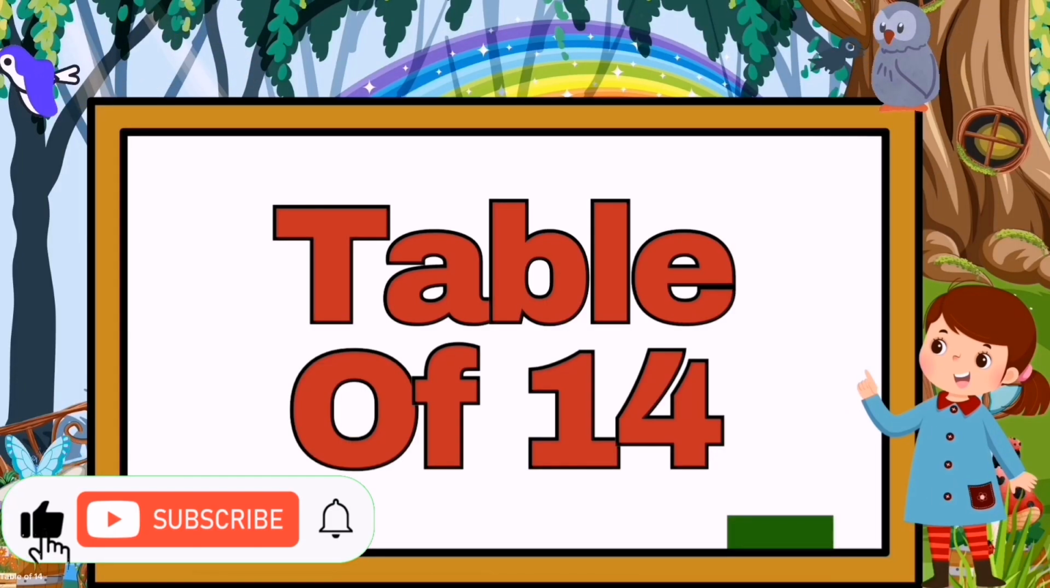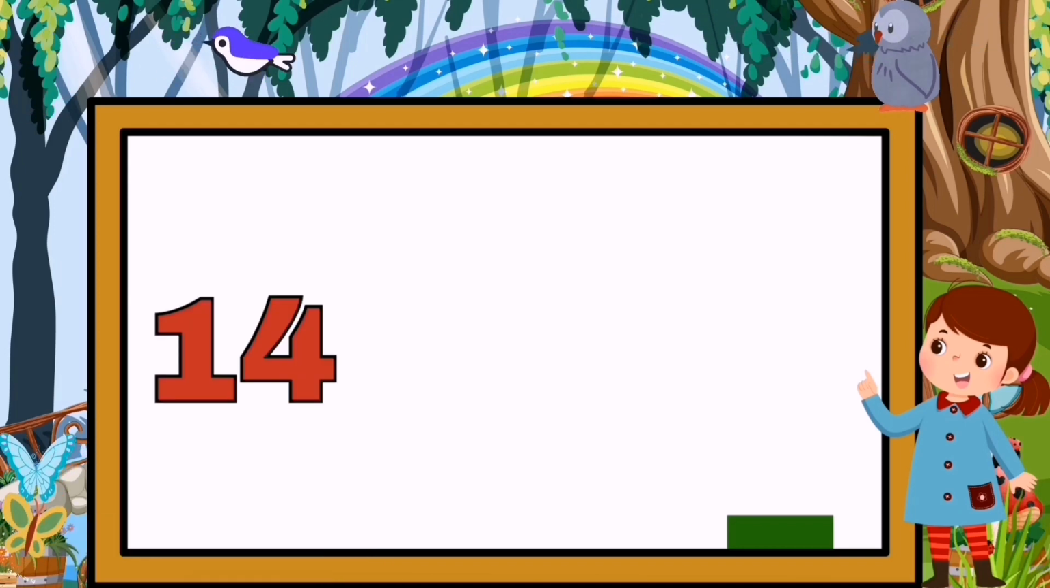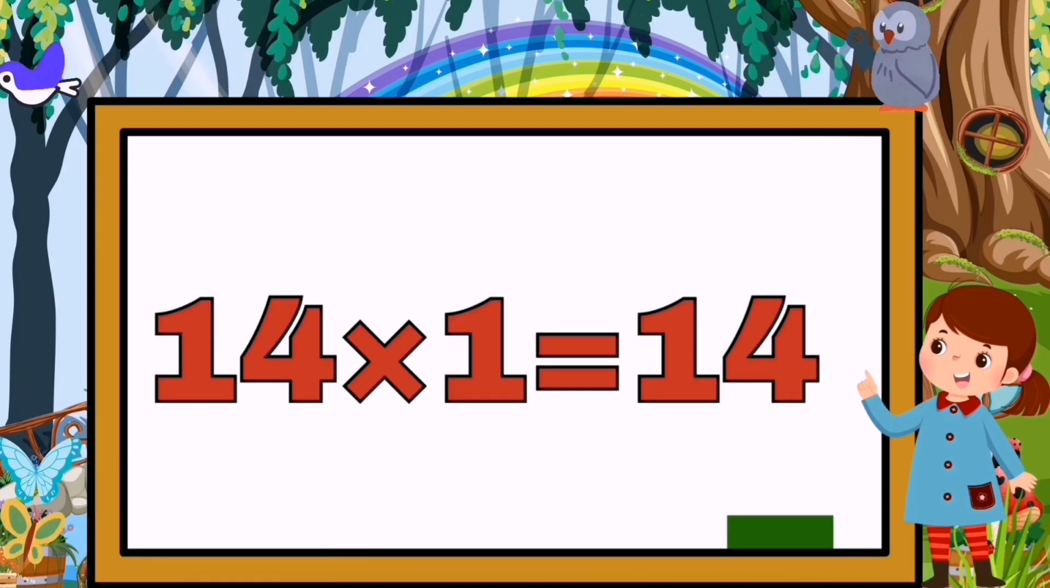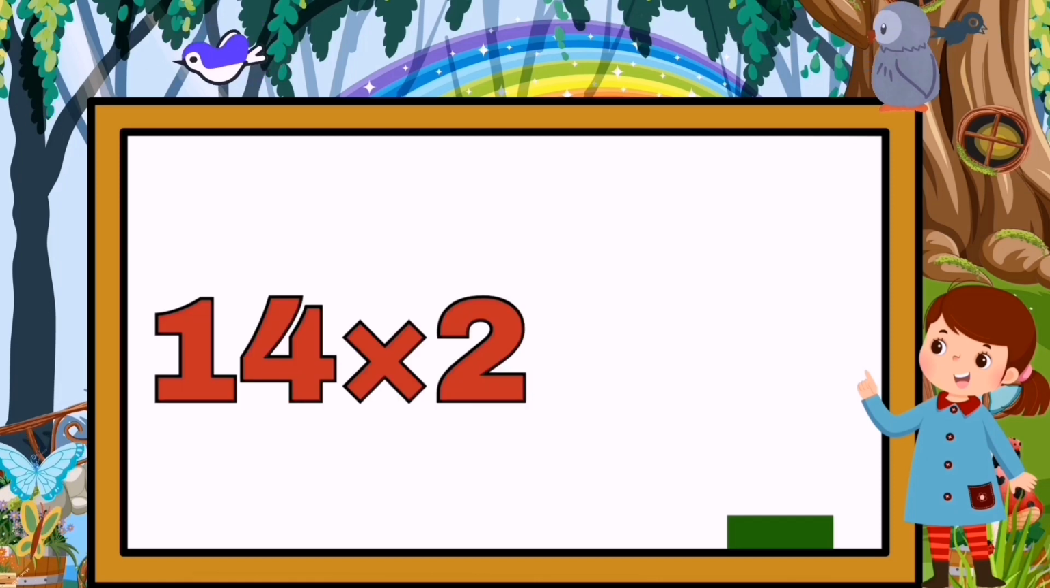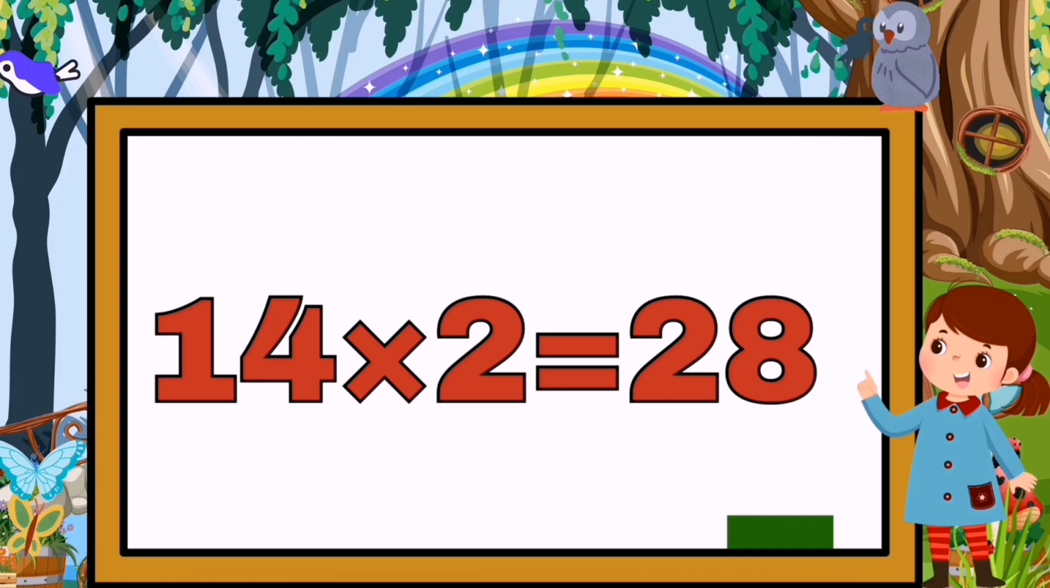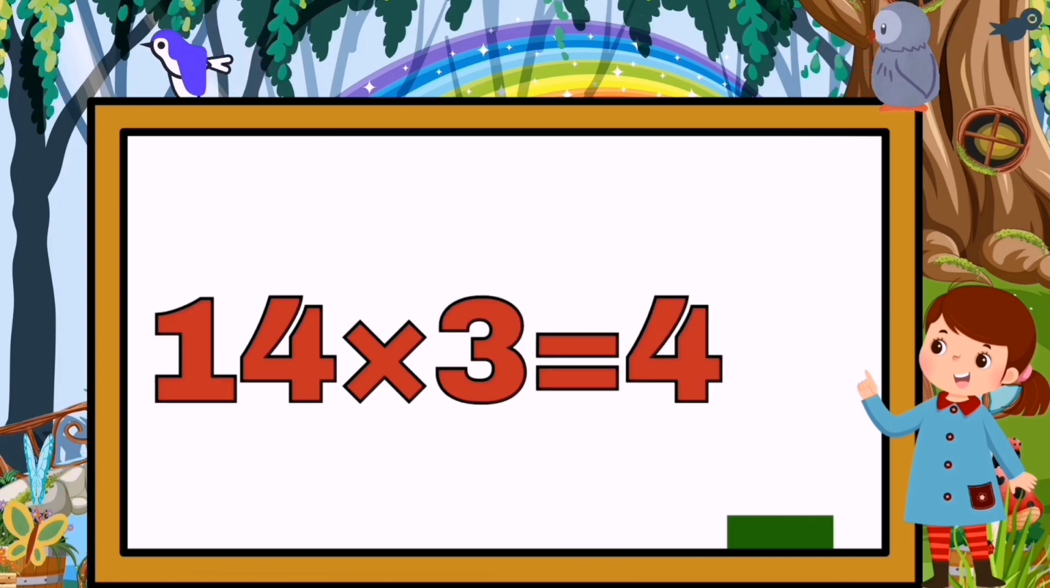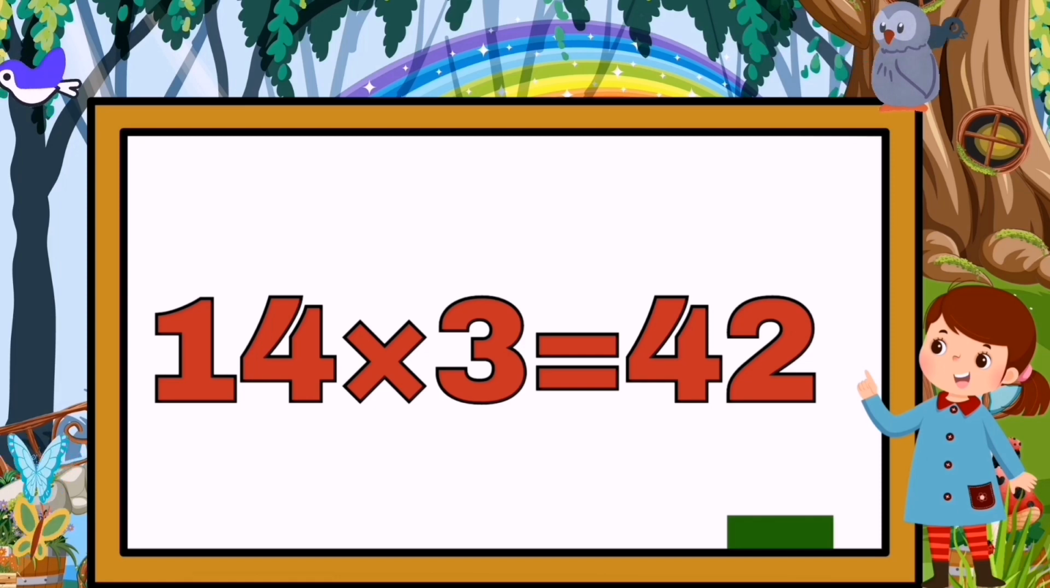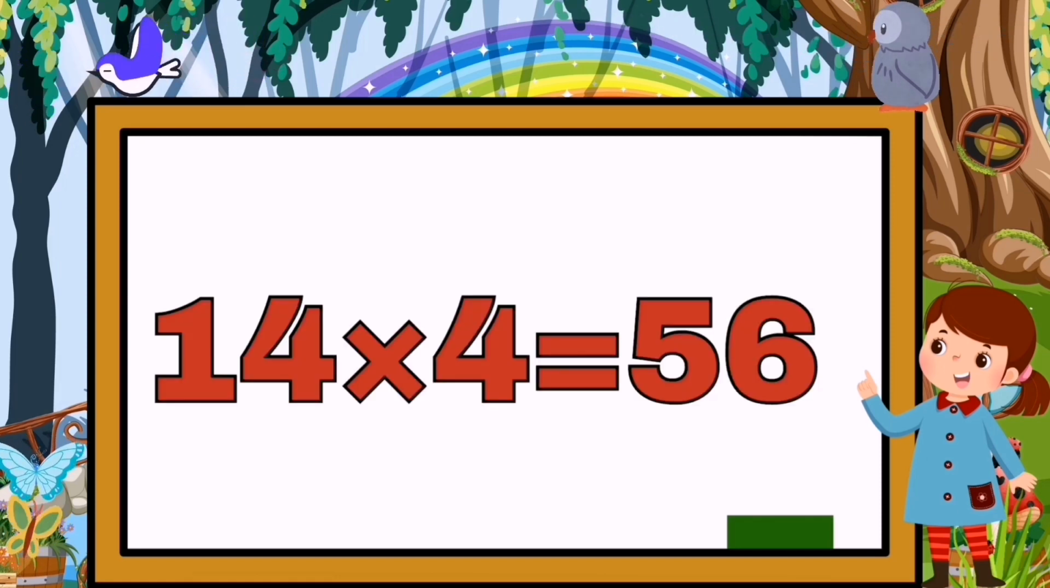Table of 14. 14 ones are 14. 14 twos are 28. 14 threes are 42. 14 fours are 56.